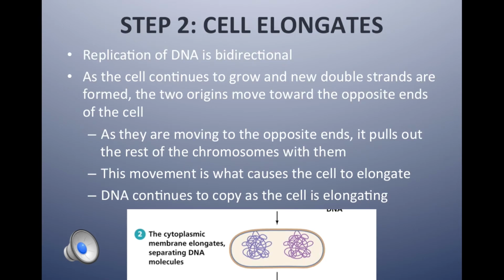Step number 2 is the cell elongates. The replication of DNA is bidirectional, meaning that as the cell continues to grow and new double strands are formed, the two origins move towards the opposite ends of the cell. As the origins move to the opposite ends of the cell, it pulls out the rest of the chromosomes along with them. This movement causes the cell to elongate, which only adds to the separation of the newly forming chromosomes. As this is happening, DNA continues to be copied.